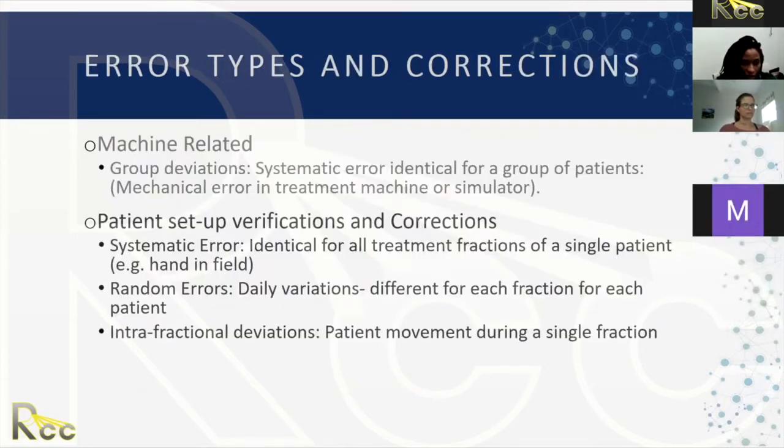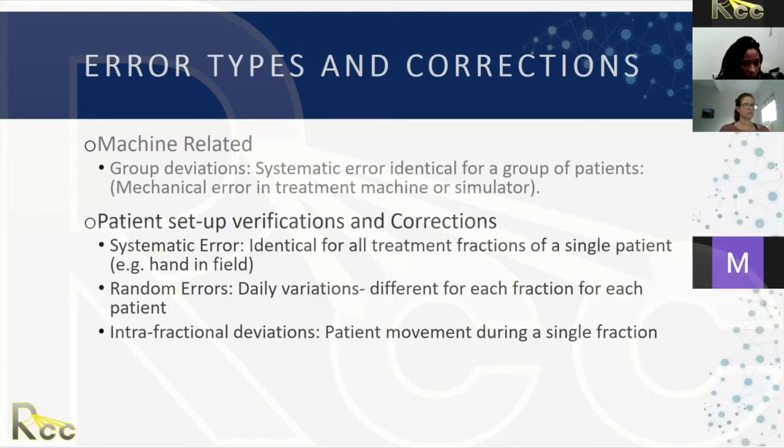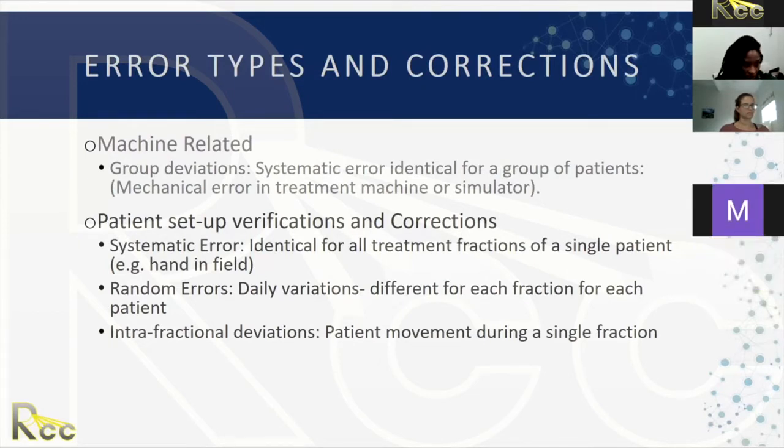But prior to doing that, I just want to talk about the types of errors and what imaging has really helped us to do. Errors have been categorized into two big categories: the machine-related errors, which I'm not going to talk about today because this is not what imaging essentially does for us, and then patient setup verification errors and corrections. Under the patient setup verifications and corrections, there are essentially three types of errors. So there's a systematic error.